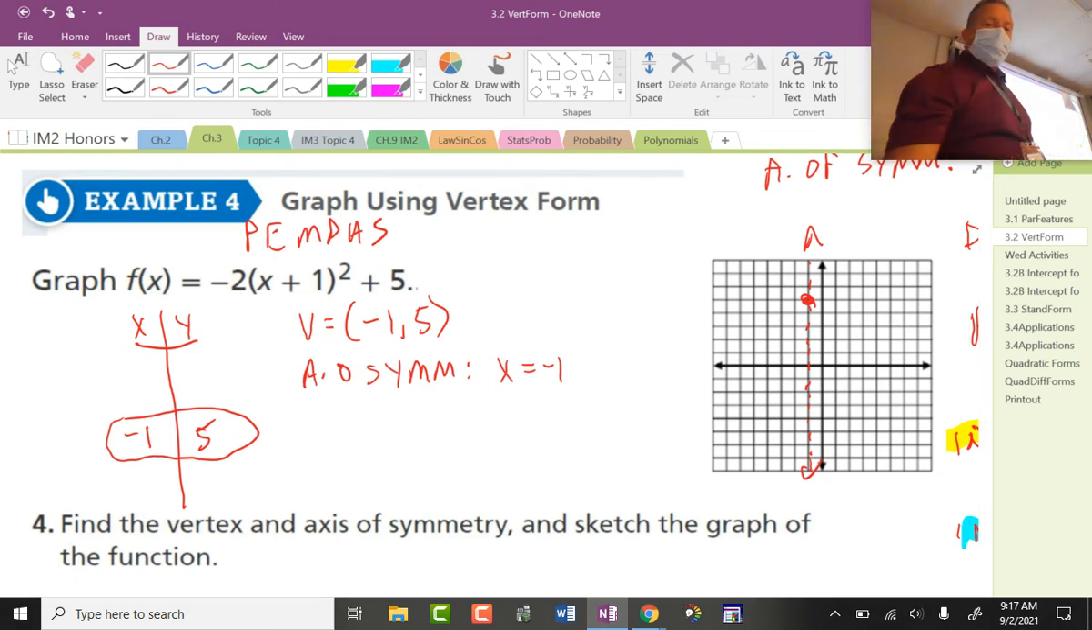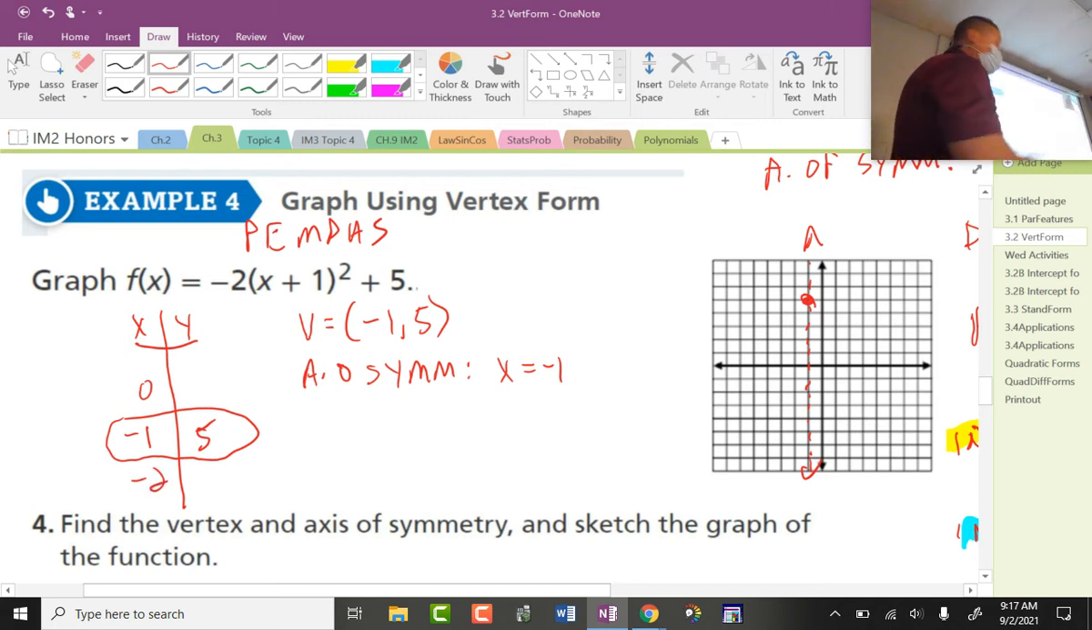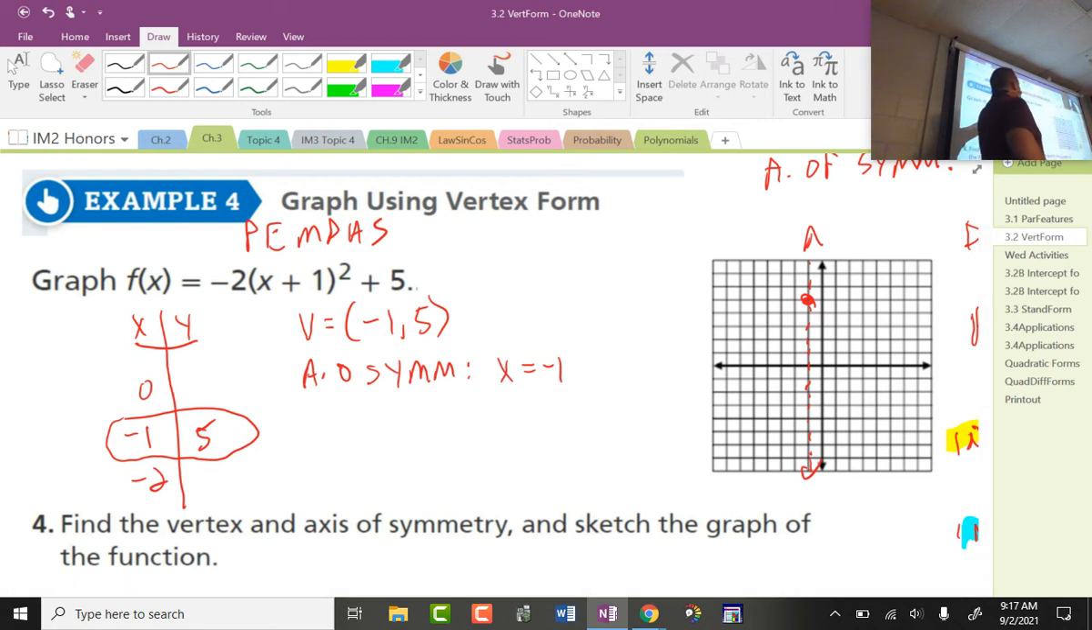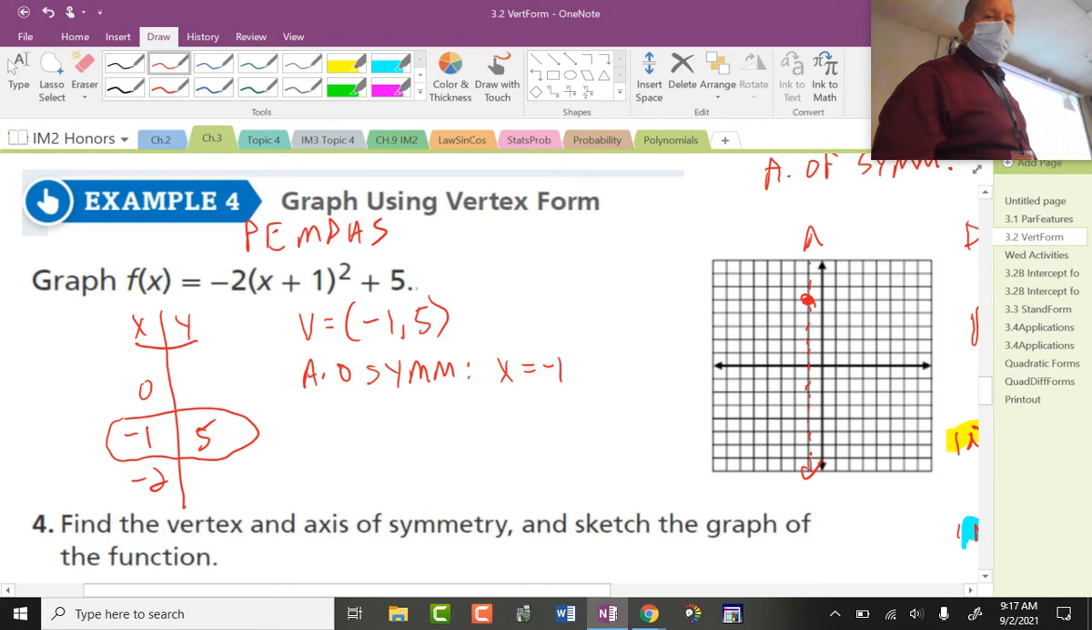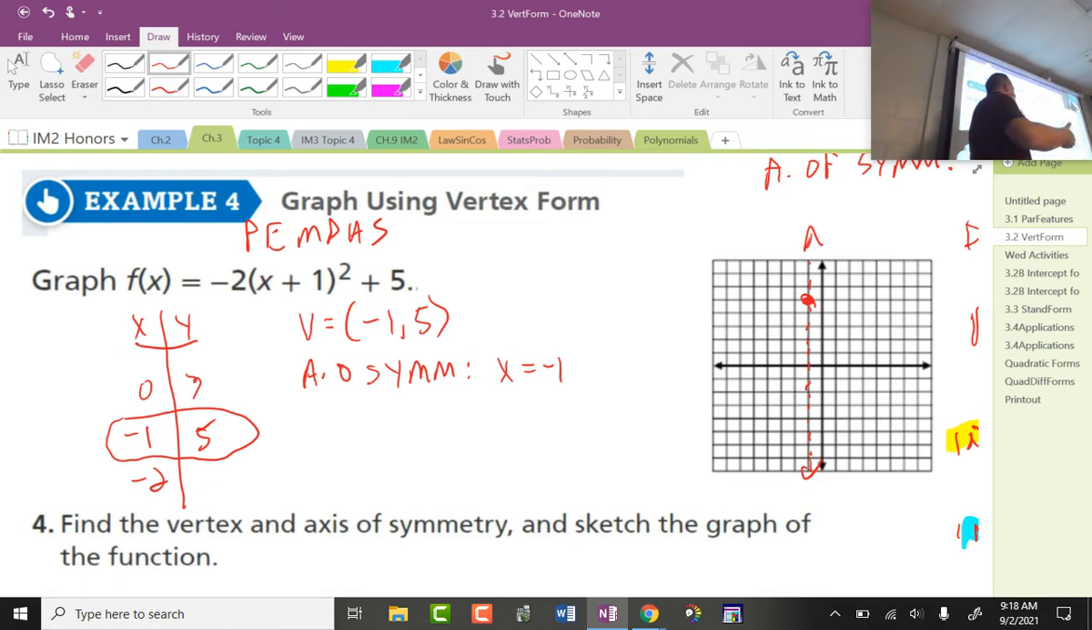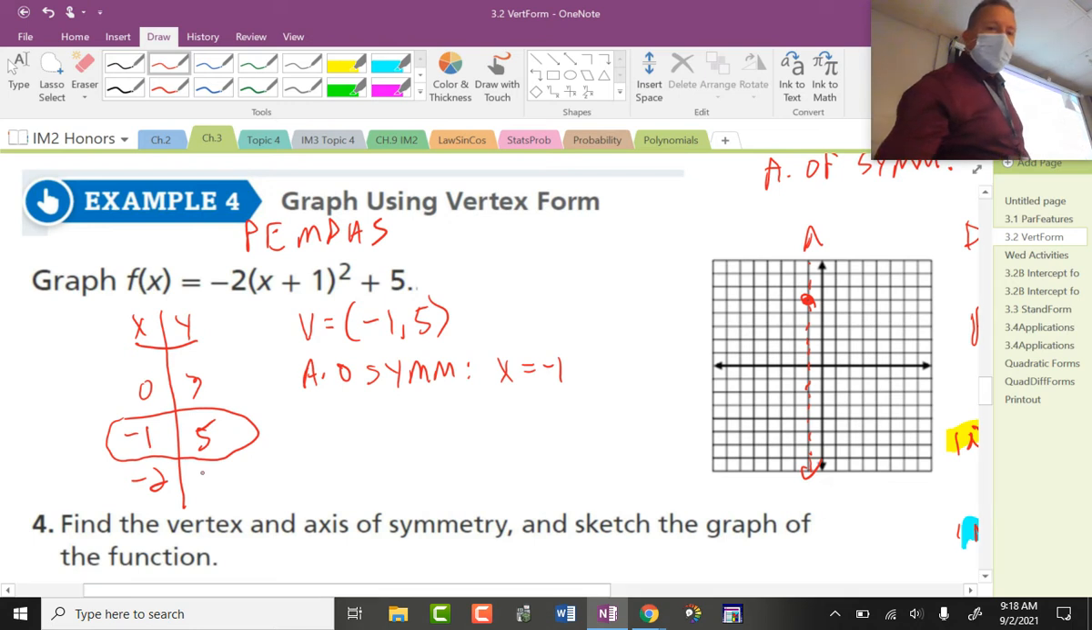We're going to prove it just with one set of coordinates, 0 and -2. I would have called on someone for this. Evaluate. 0 plus 1 is 1. 1 squared is 1. 1 times -2 is -2. -2 plus 5 is 3. And -2 plus 1 is -1, but -1 squared is 1. 1 times -2 plus 5 is also 3. There is your proof. I have a vertex.